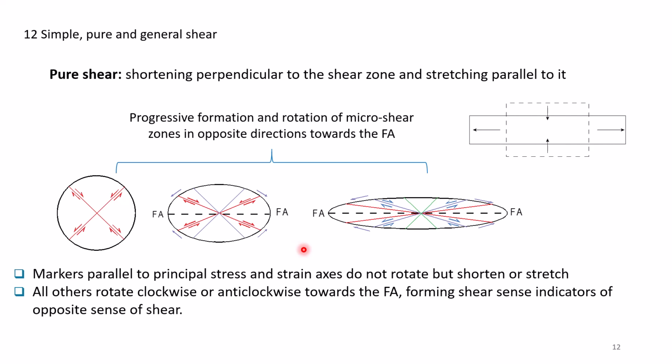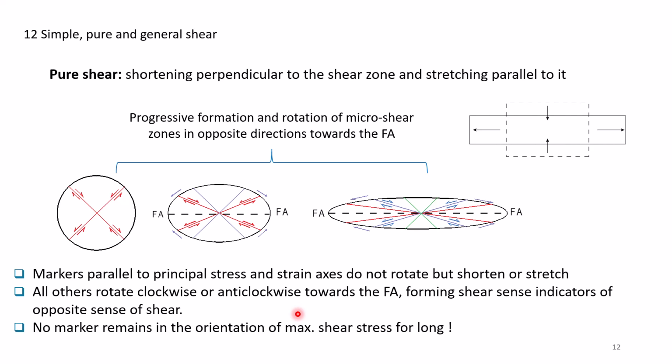of this lecture series. But what is important is that all other markers that are neither parallel to the fabric attractor nor perpendicular to it will rotate either clockwise or anti-clockwise towards the fabric attractor, and that will form shear sense indicators of opposite sense of shear depending on the quadrant in which these strain markers are oriented. No marker remains in the orientation of maximum shear stress for a long time. That is an important feature of pure shear.